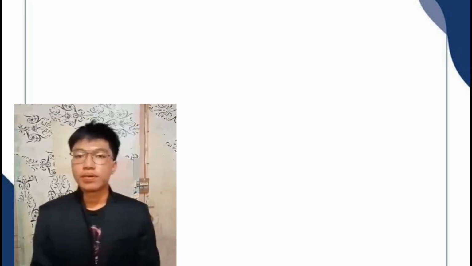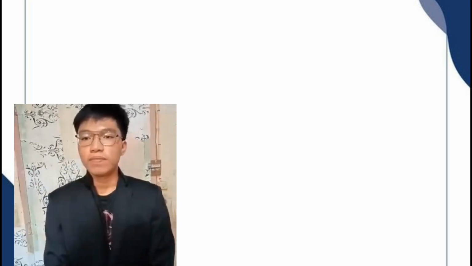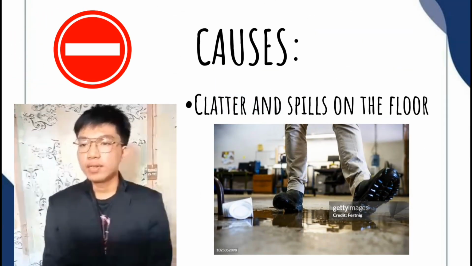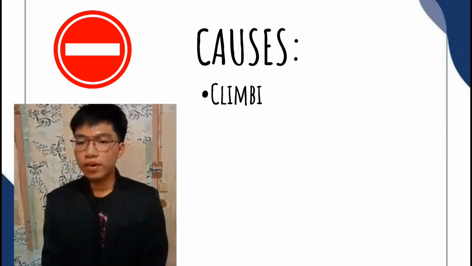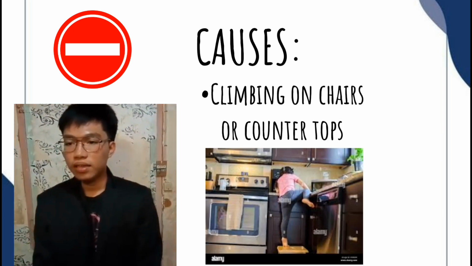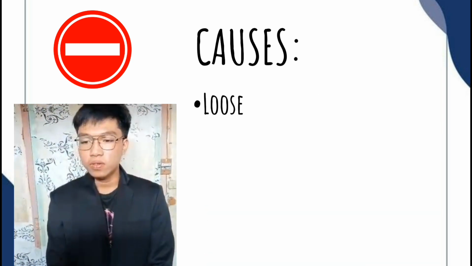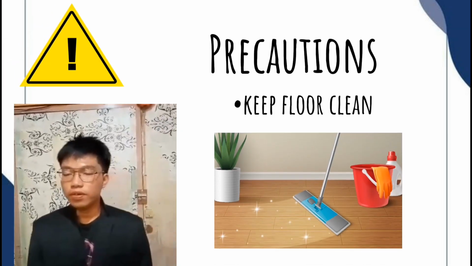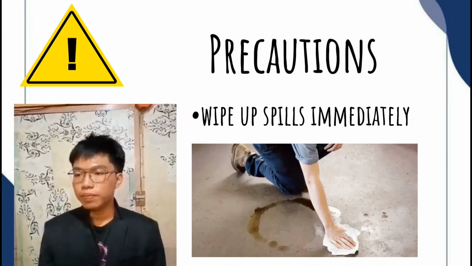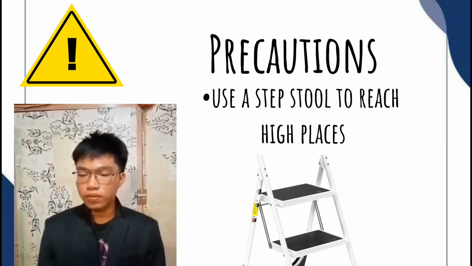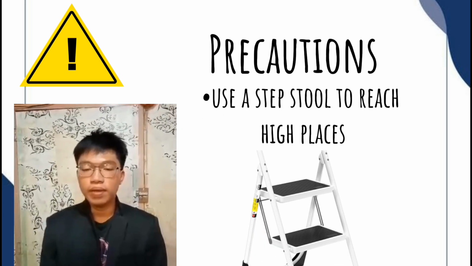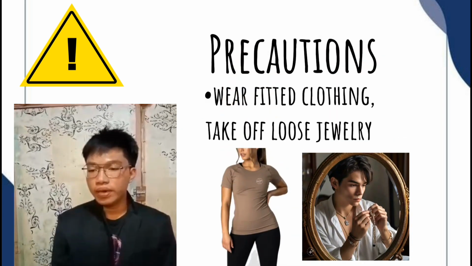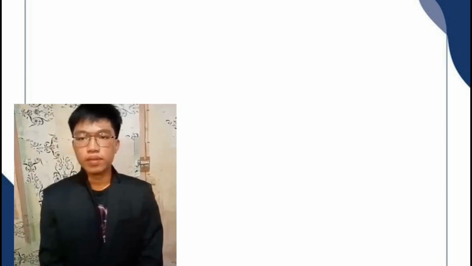Number 4. First aid for slips, trips, and falls. Causes: splatters and spills on the floor, climbing on chairs and countertops, and loose clothing and shoelaces. Precautions: keep the floor clean, wipe up spills immediately, use a step stool to reach high places, and wear fitted clothing.